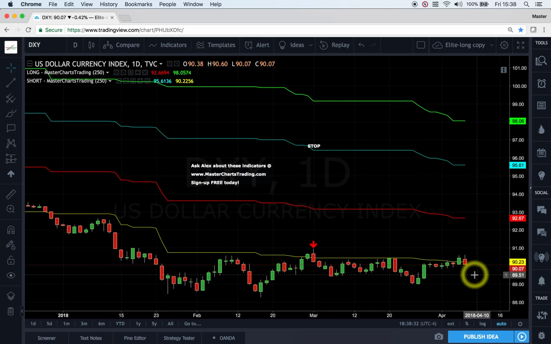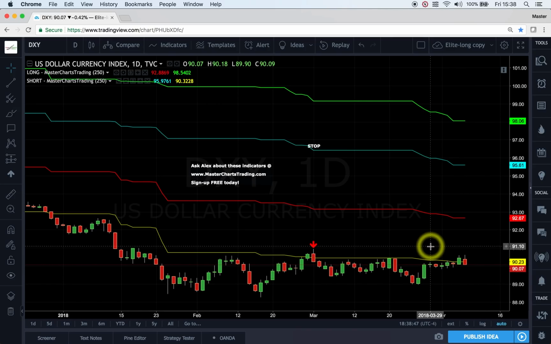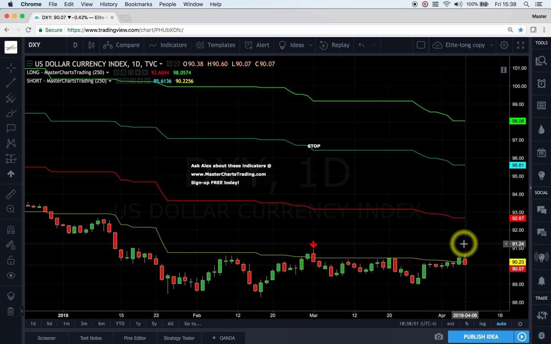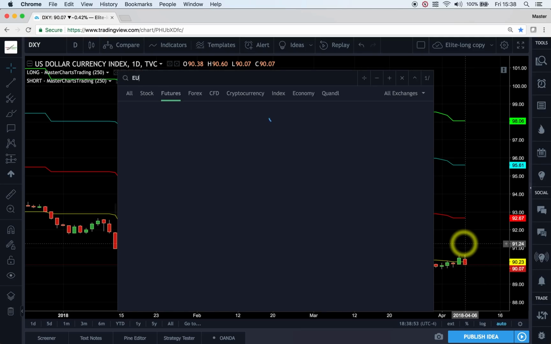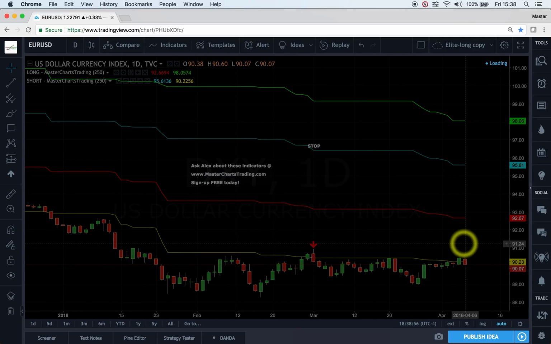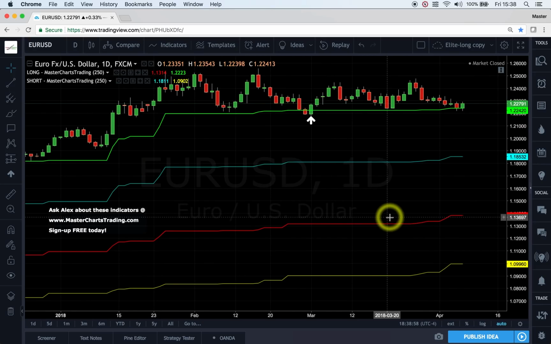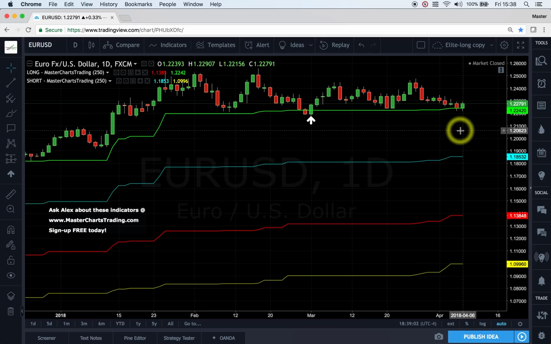So currently, what I'm seeing with the dollar, there's a possible bottoming action, but we obviously cannot know for sure. But it sure looks like the dollar kind of wants to go a little bit higher from here. So for example, here is euro versus US dollar. Euro is pretty clearly in a bullish uptrend.